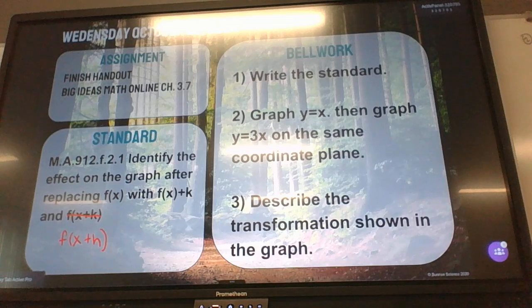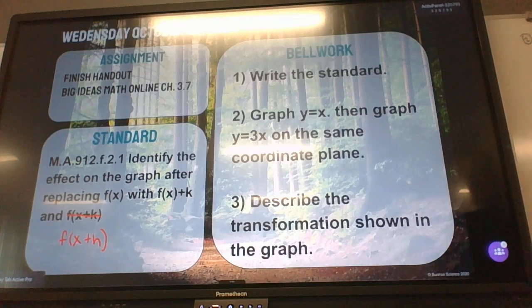Karma, did you graph y equals x yet? Where did you begin your graph on the y-axis? So I'm actually going to begin at 0. Because it's mx plus b, you begin at b. Beginning at 0, you're going to move up 1, right 1. Begin at 0.